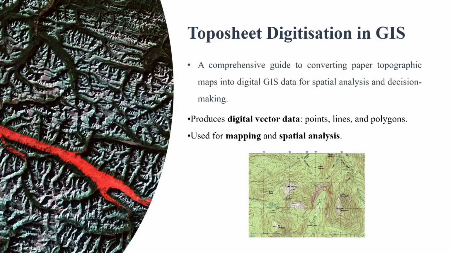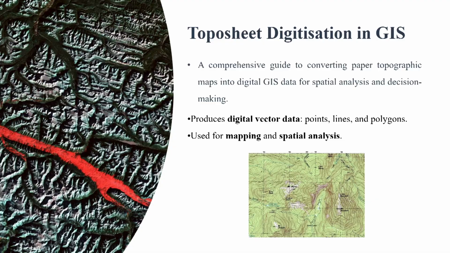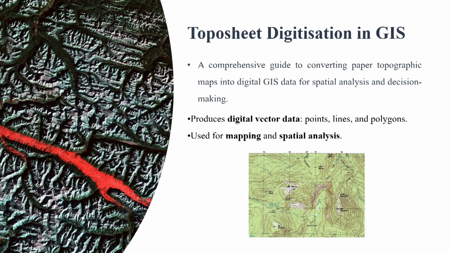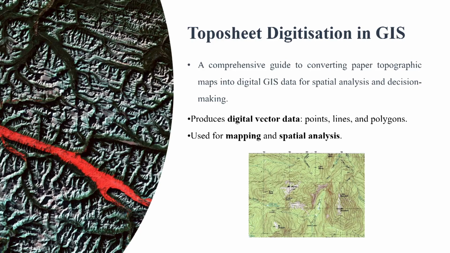Spatial data we get from topo sheets, one of the major sources. The Survey of India produced the 1:50,000 scale topo sheet. That topo sheet we already scanned. The scanned topo sheet is the input for our spatial data creation. That spatial data we created in three ways: one is a point, another is a line, and another is a polygon. So, the topo sheet is a major source for the creation of spatial data.